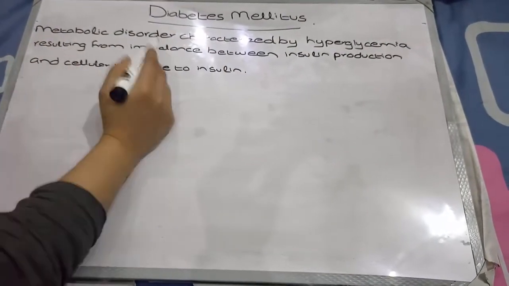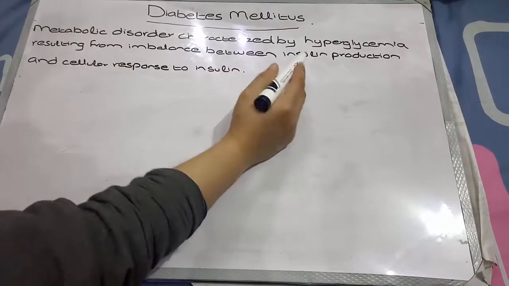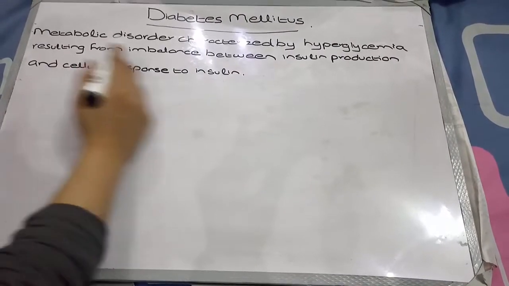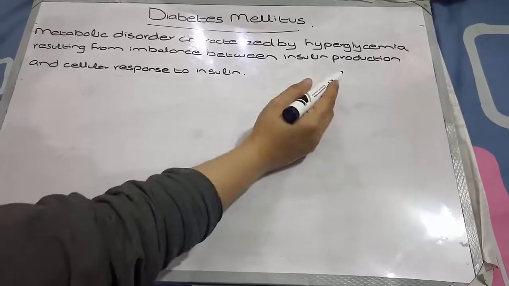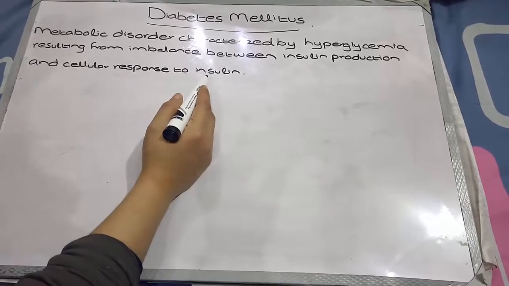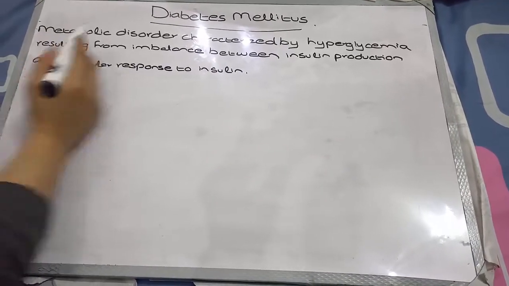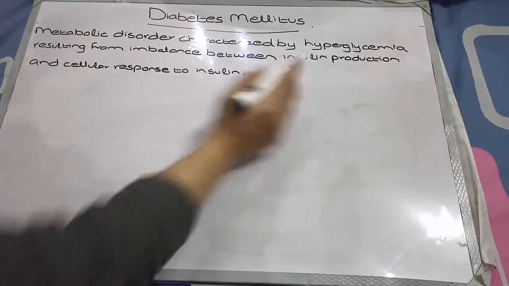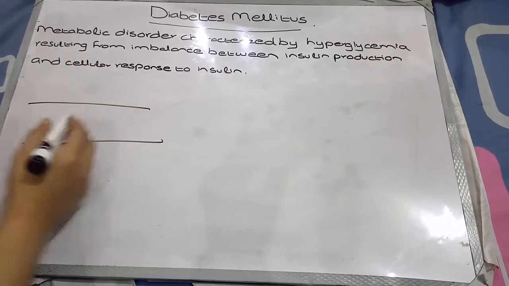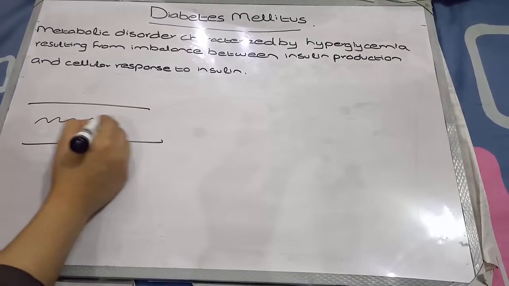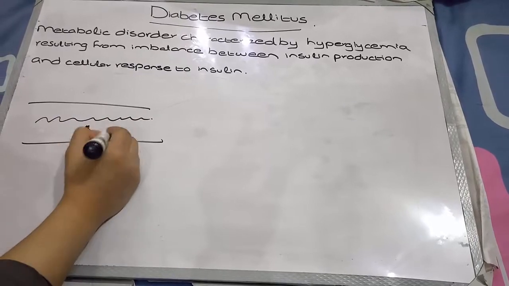Diabetes is a metabolic disorder which is characterized by hyperglycemia resulting from imbalance between insulin production and cellular response to insulin. So in diabetic patients, they have a high level of blood glucose. The vessels that carry blood have a high content of glucose.